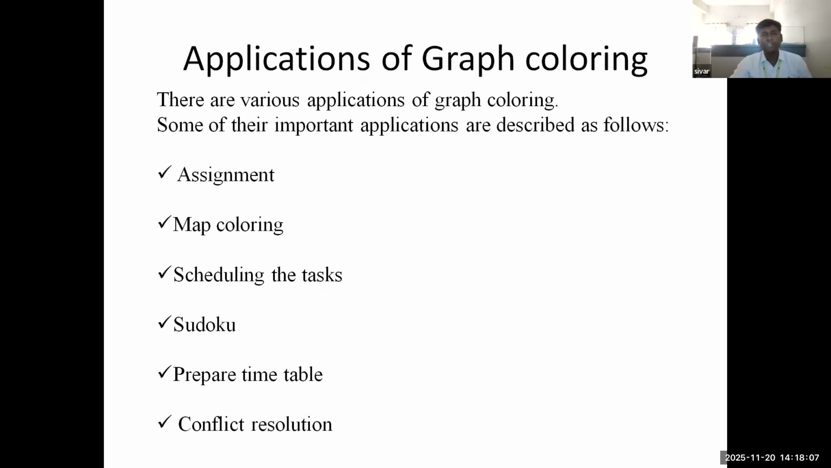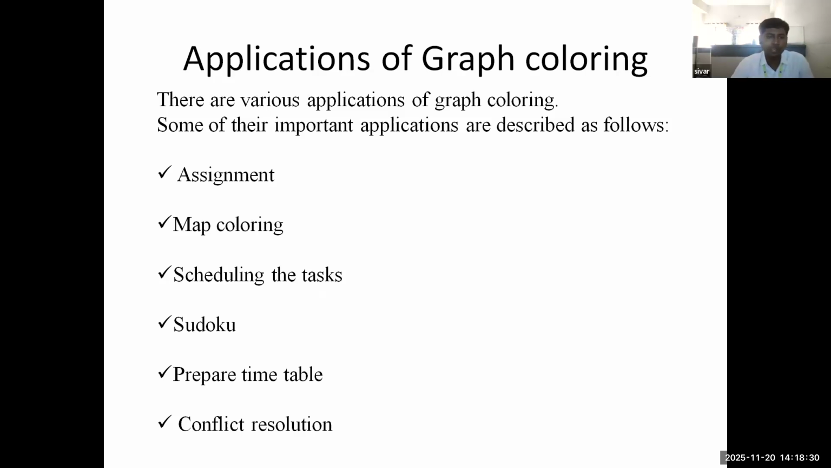Next, we will see what the applications of graph coloring are. These are some of the applications of graph coloring. First one is assignment. Second one is map coloring. Third one is scheduling tasks. Fourth one is Sudoku. Next one is preparing timetables. Last one is conflict resolution. These are some of the applications of graph coloring. Generally, we have discussed what graph coloring means.